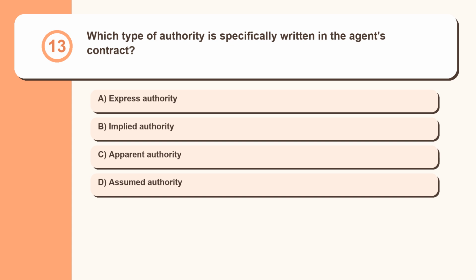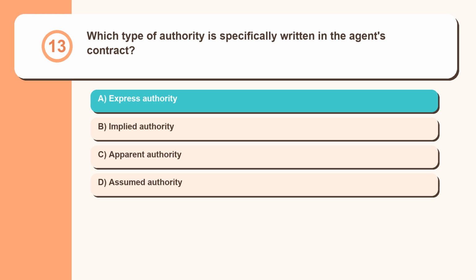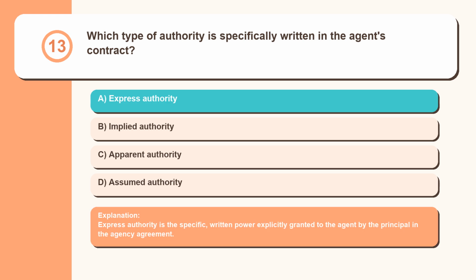Question 13. Which type of authority is specifically written in the agent's contract? Express authority, implied authority, apparent authority, assumed authority. Express authority is the specific, written power explicitly granted to the agent by the principal in the agency agreement.